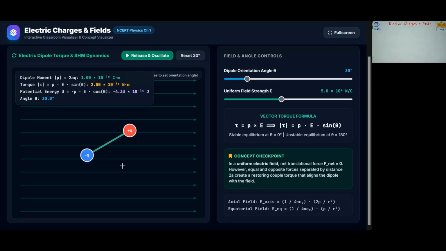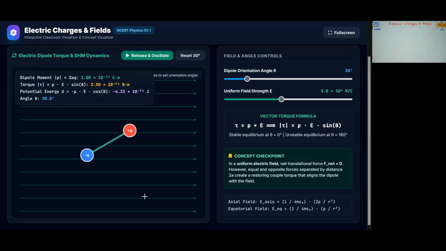And torque. When an electric dipole is placed in a uniform electric field E at an orientation angle theta, the charge plus q experiences a force plus qE along the field, and the charge minus q experiences an equal and opposite force, minus qE, against the field. And the net translational force F net is equal to 0.